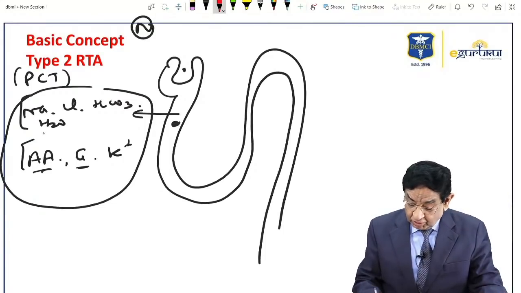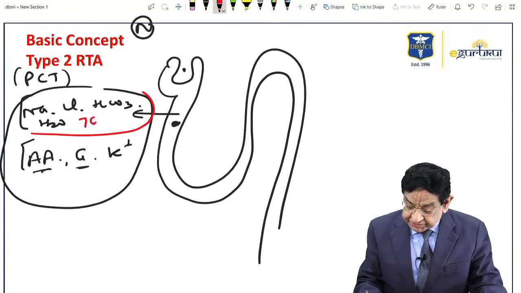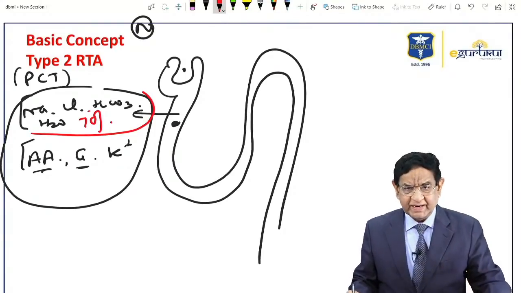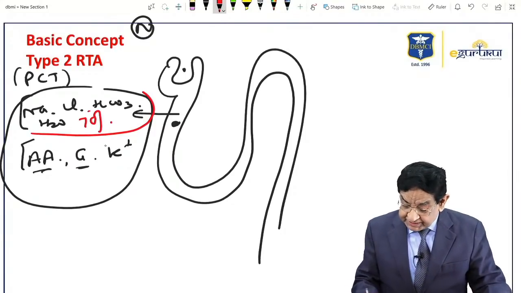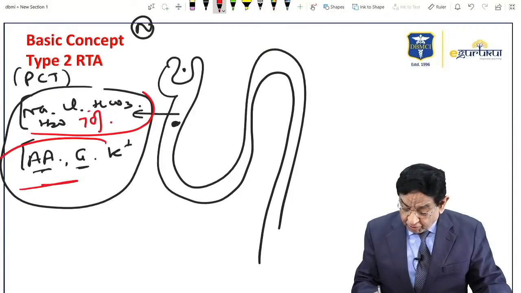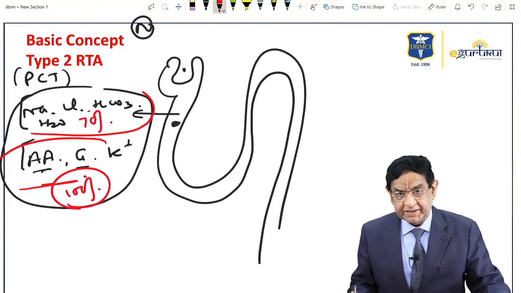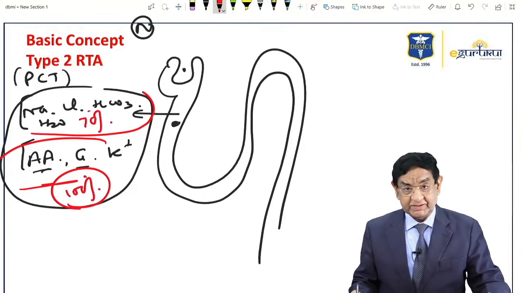Okay, all these are absorbed around 70%. It is 65 to 75, so on average I'm taking 70. These three, they are absorbed almost 100%. 95 to 100%, so I'm writing 100%. This is a basic concept.